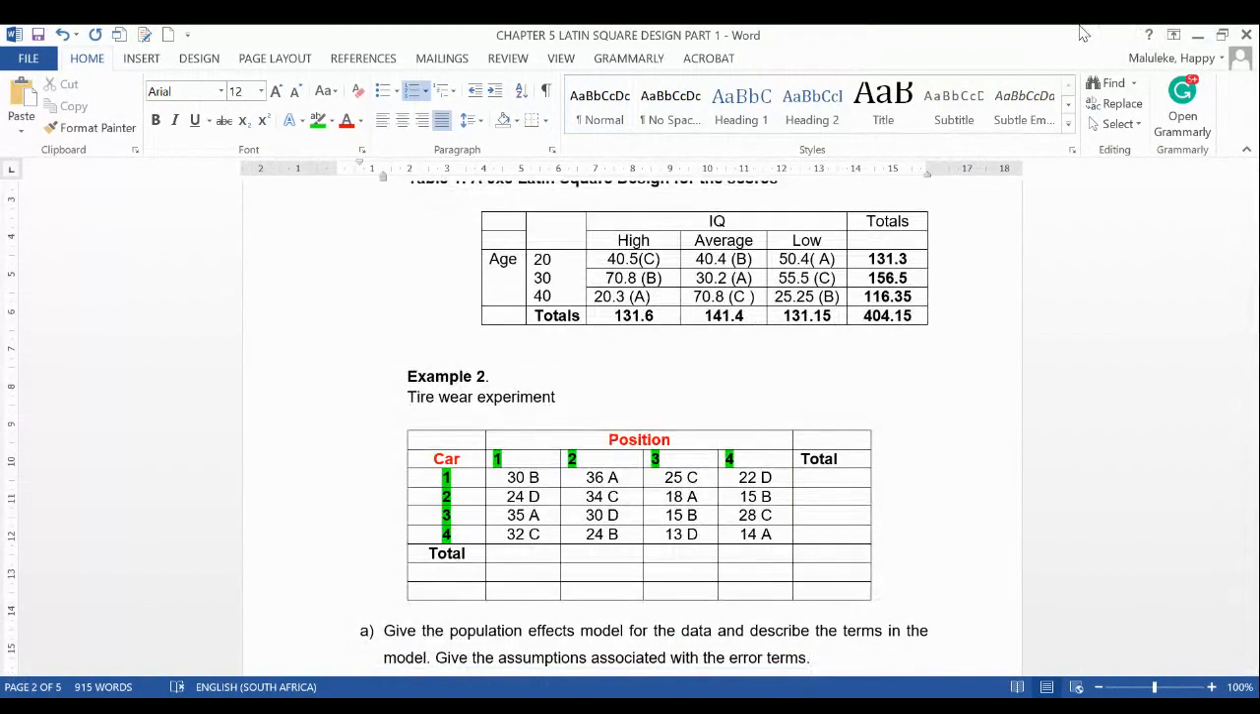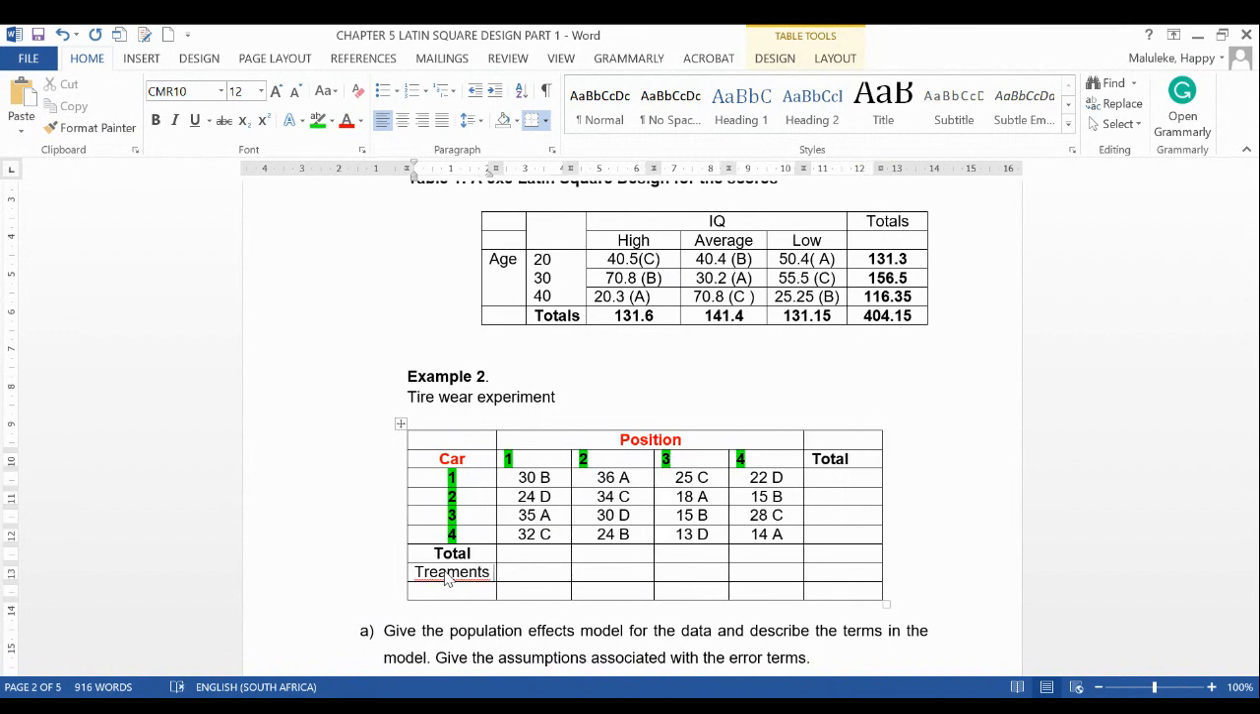Can someone help me to do the addition here? Let's complete this table, guys. Let's find the sum of the positions, the sum of the cars, and the treatments. I will write the treatment now. So let's do this example together. Let's repeat what we did on Wednesday. It will also help those who decided not to come to our Wednesday class.